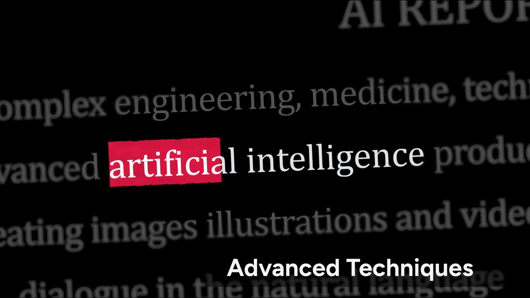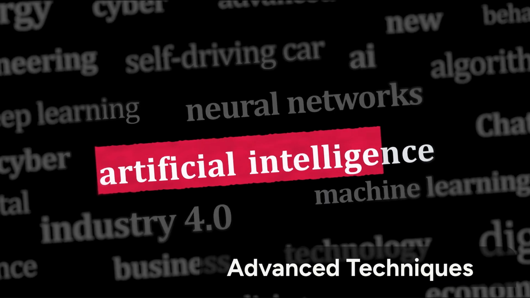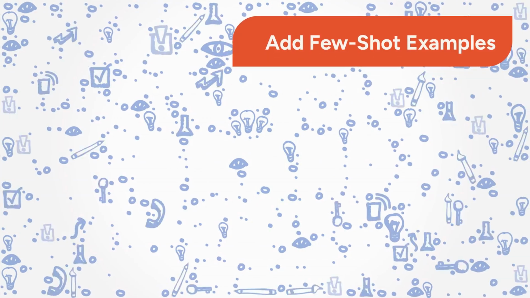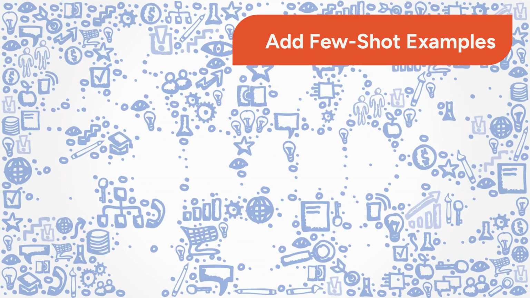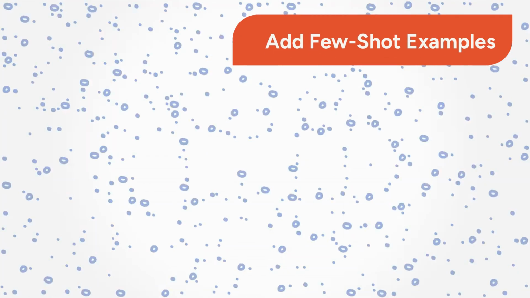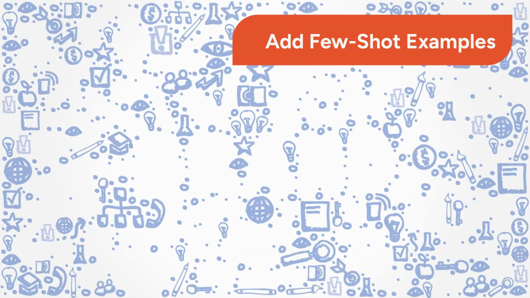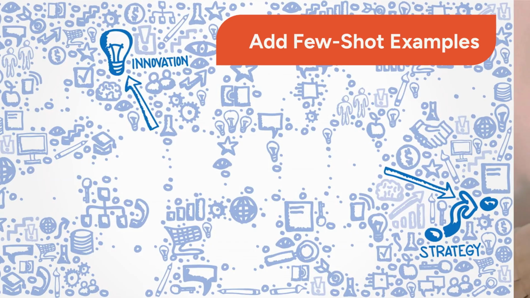Now let's look at some advanced techniques to further refine your instructional quality. Add few-shot examples. This is key for AI agents. Show, don't just tell, by providing examples of ideal inputs and corresponding outputs.